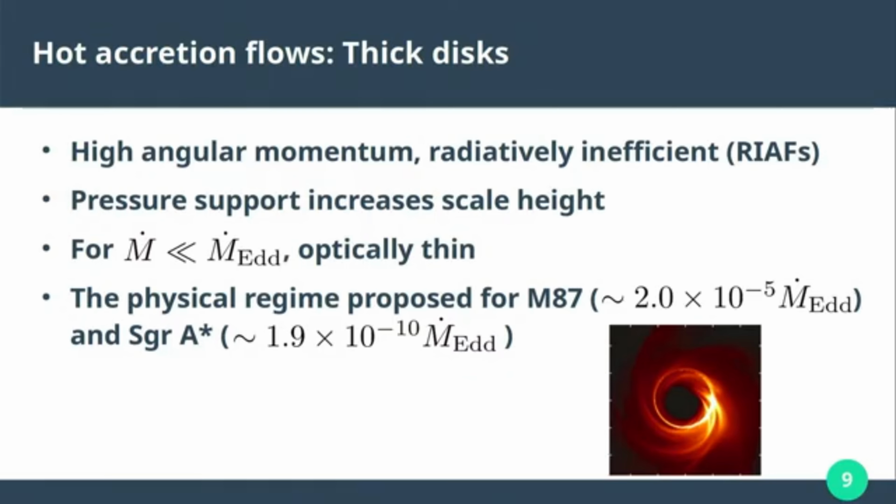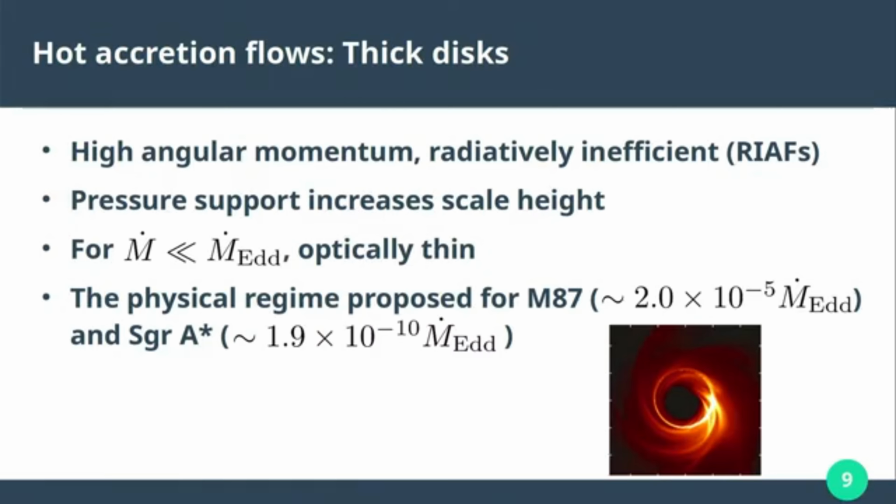And in the literature, these types of plasmas are called RIAFs. That stands for radiatively inefficient accretion flow. Because the plasma carries most of the energy with it, a lot of the energy is in the form of plasma internal energy. Internal energy is related to pressure, as we know from the ideal equation of state, and therefore the pressure support increases the scale height of the disk. So that is why these kinds of disks are always expected to be thick disks.